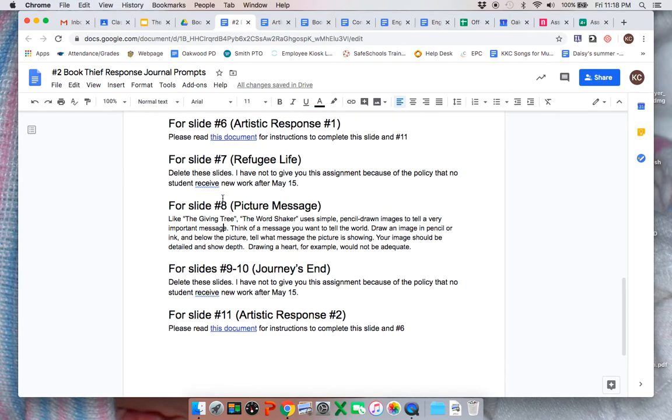Now you notice I did get rid of a couple: slide number 7, the Refugee Life one, and slides number 9 and 10, Journey's End. That's because I have to have everything done by the 15th of May. No more new assignments. So I had to get rid of something. So I did. You're welcome.